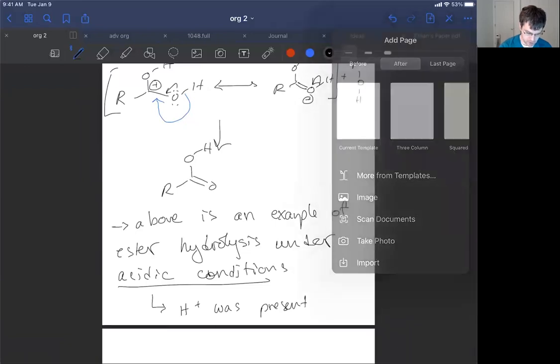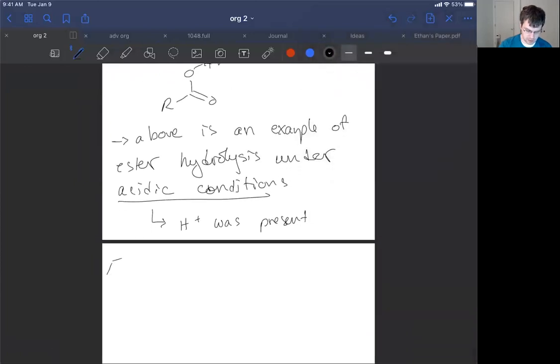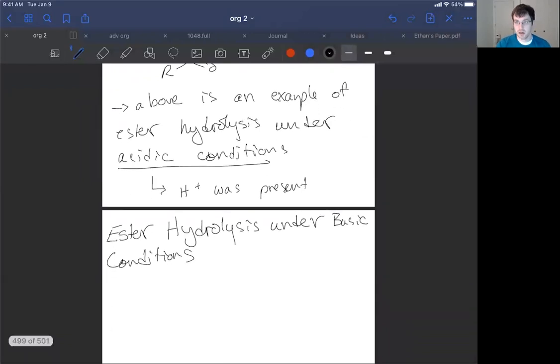That begs the question, if we can do this reaction under acidic conditions, can we also do it under basic conditions? The answer is most certainly. Ester hydrolysis under basic conditions. Okay, so in basic conditions, what we use is OH minus instead of H plus. It couldn't be more basic. It's very basic conditions. Sorry. Okay, we're going to use hydroxide instead of H plus.